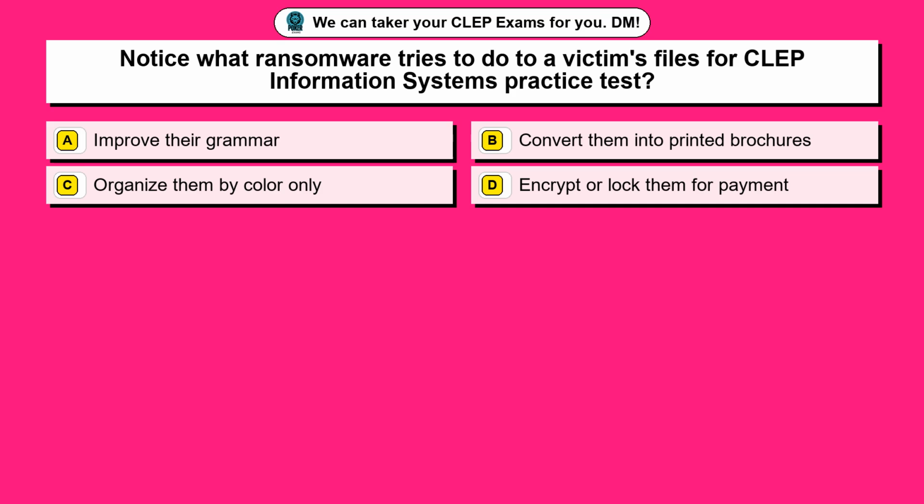Option A. Improve their grammar. Option B. Convert them into printed brochures. Option C. Organize them by color only. Option D. Encrypt or lock them for payment. The correct answer is option D. Encrypt or lock them for payment.